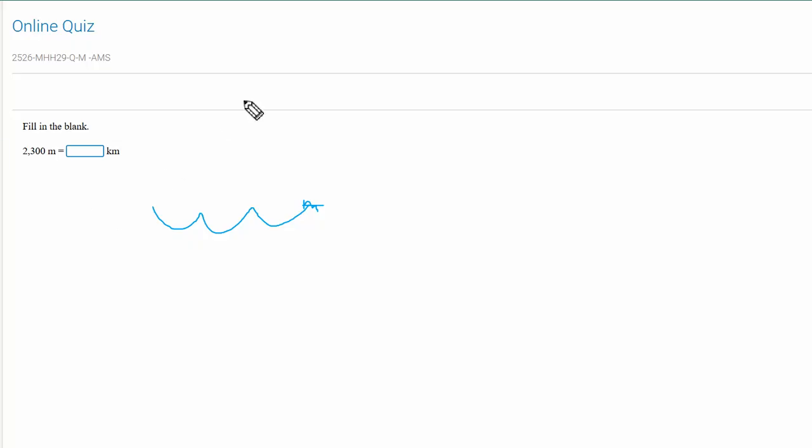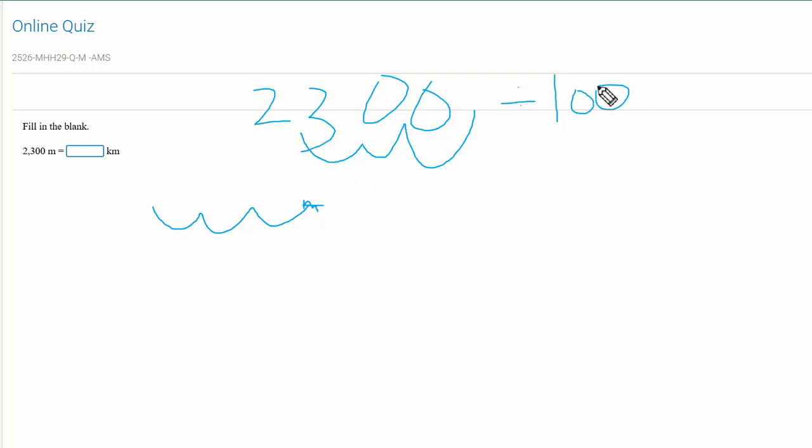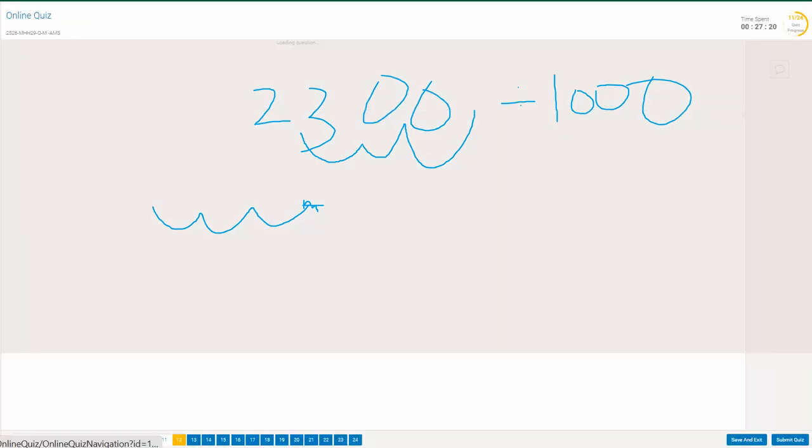So what are we going to do here? 2300 divided. 1, 2, 3. Why did I move the decimal point inside? Because I divided by 1000. So it became 2.3. You'll write 2.3. Let's go to the next one.